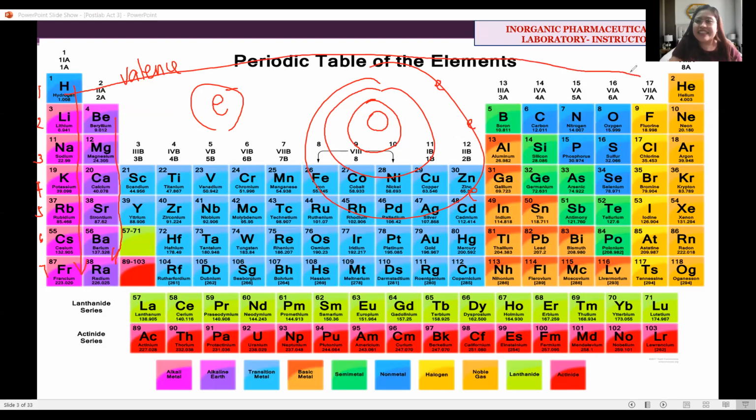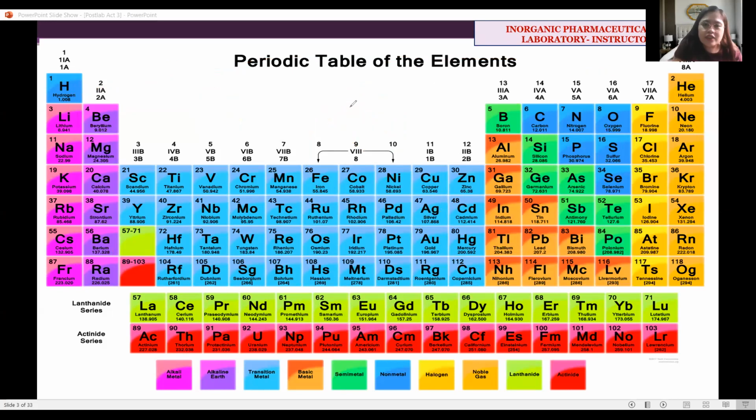Sorry, I cannot draw straight. But anyway, like period 1, we only have two elements in period 1 and that is hydrogen and helium. Now, what is their common characteristic here? It's actually the number of the outermost shell. So if they belong to period 1, like hydrogen, if this is the nucleus, they only have one energy shell.